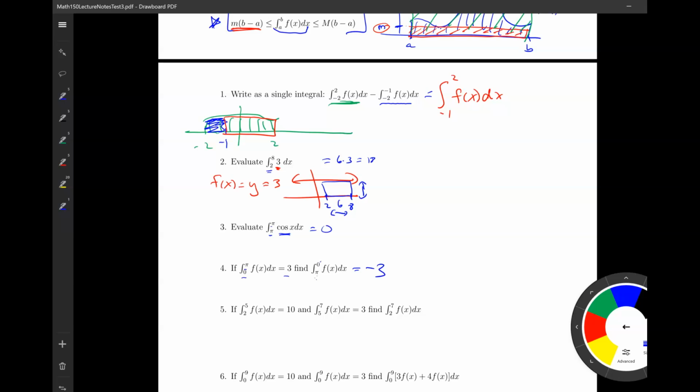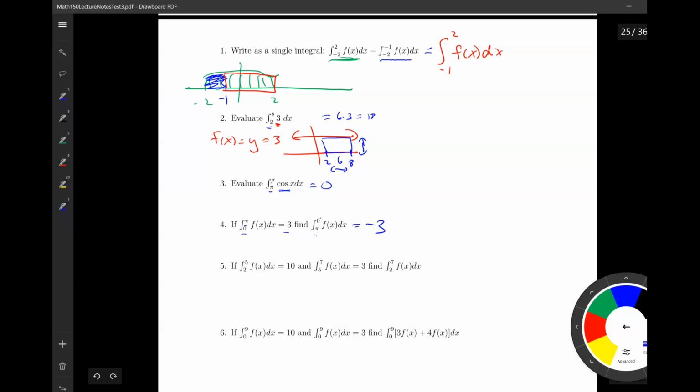All right, so here we're going to look at quantities given to us. So between 2 and 5, this area is equal to 10. Between 5 and 7, this area is equal to 3. So what is the area under the curve between 2 and 7? It's going to be 10 plus 3, or 13.